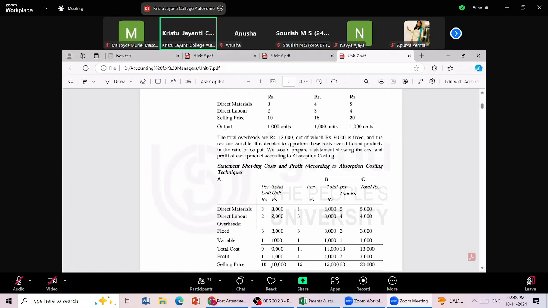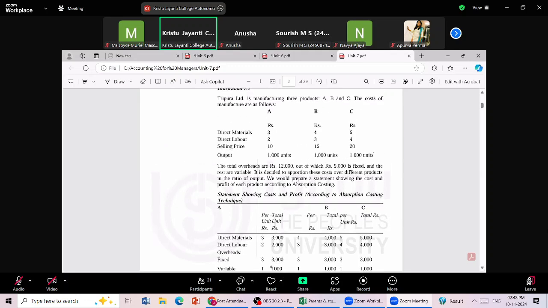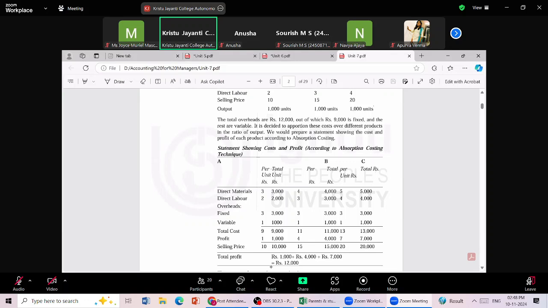And the units produced, the output, is how much? 1000. So 1000 into 3 is 3000, 1000 into 4 is 4000, and 1000 into 5 is 5000. Likewise for labor, 2 rupees, so 1000 into 2, and 1000 into 3 is 3000, and 1000 into 4 is 4000. That is direct labor. Now they have said the overhead is 12,000, of which 9,000 is fixed. So I divide the 9,000 among the three different products.